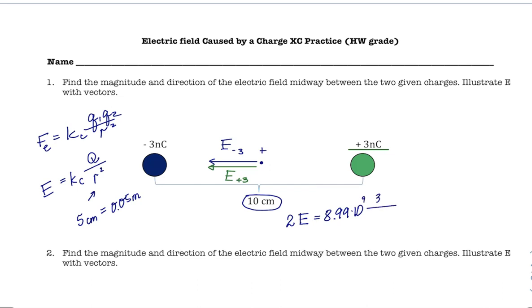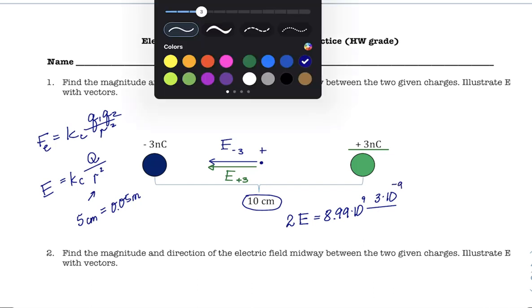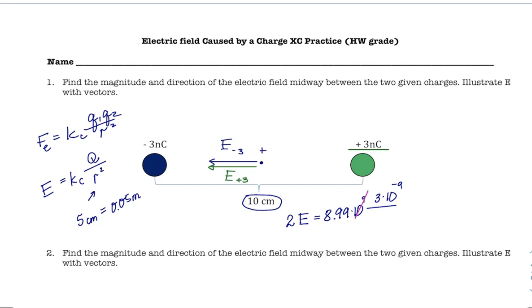3 nanocoulombs. Again, it's an absolute value. The minus tells you it's going to be towards the charge. The plus tells you that it's going to be away from the charge. It's the direction. So I don't have to put a minus or plus in front of 3. So that's 10 to the -9th. And wink, wink, that's why I gave it to you, so you can cancel this. And then I personally like doing 25 times 10 to the -4th.